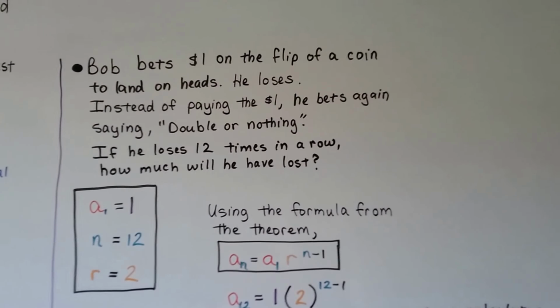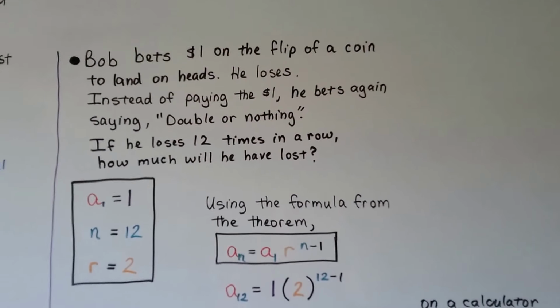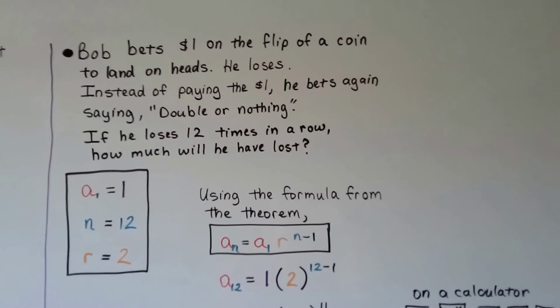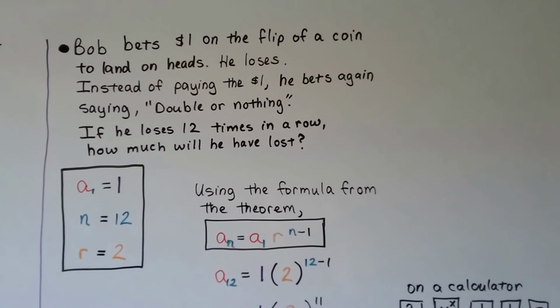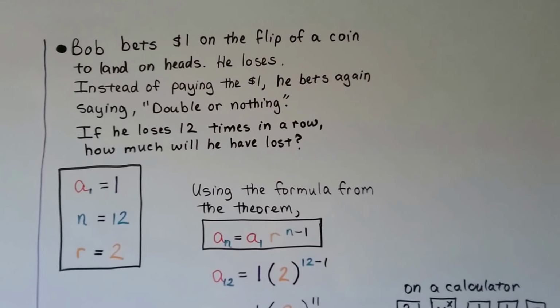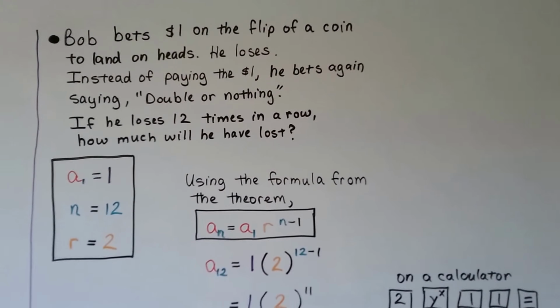Bob bets $1 on the flip of a coin to land on heads. He loses, so it lands on tails, right? Instead of paying the $1, he bets again saying double or nothing. If he loses 12 times in a row, how much will he have lost? How much does he owe the house?